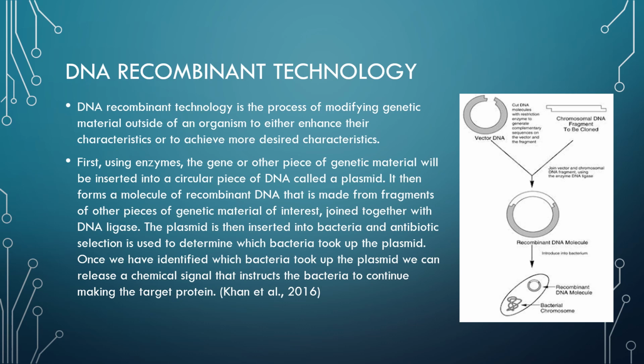The plasmid is then inserted into bacteria and antibiotic selection is used to determine which bacteria took up the plasmid. Once we have identified which bacteria took up the plasmid, we can release a chemical signal that instructs the bacteria to continue making the target protein.